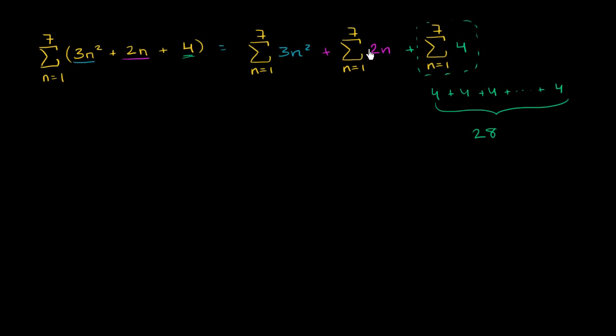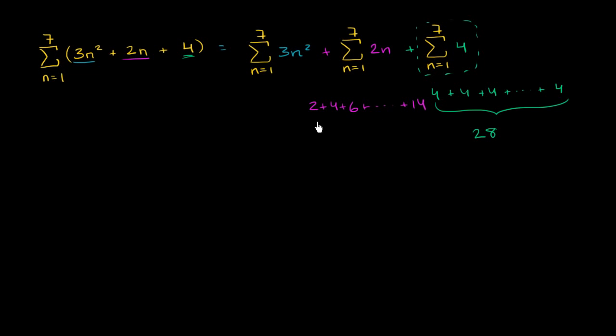Now let's look at this piece right over here. Once again, we could just do it by brute force. 2 times 1 is 2, plus 2 times 2 is 4. So you're going to essentially do the first 7 multiples of 2, is one way that you could think about this. Or if we were to expand it out, actually let me expand it out. This is going to be 2 plus 4 plus 6 all the way to, when n is 7, all the way to 14.